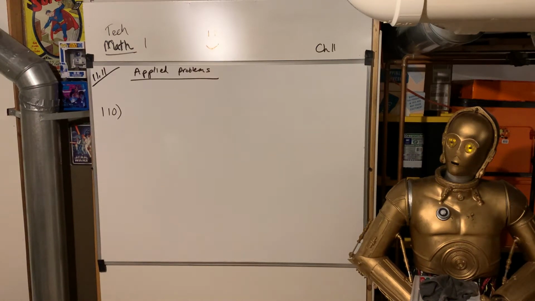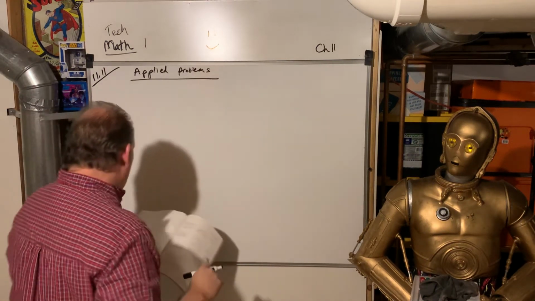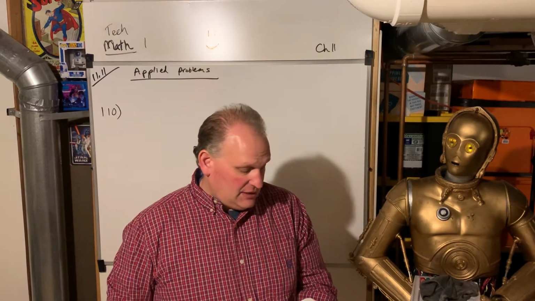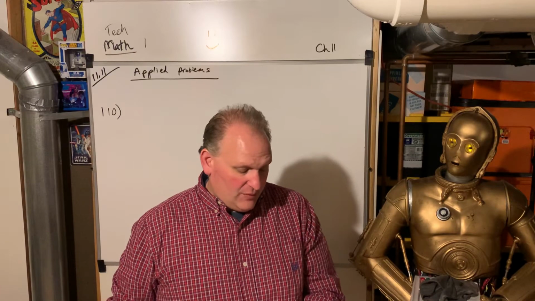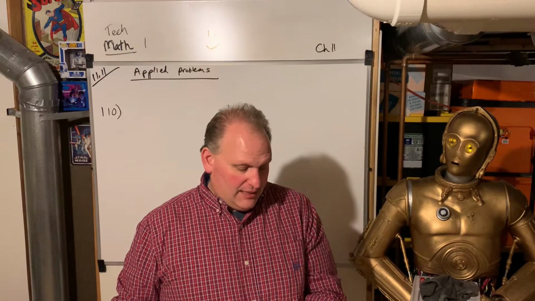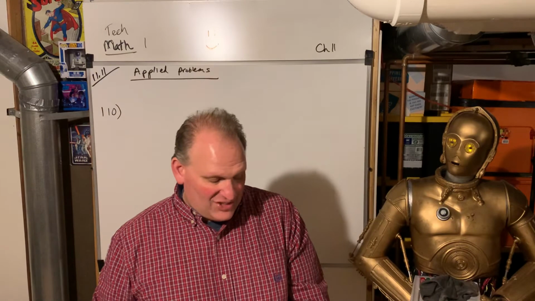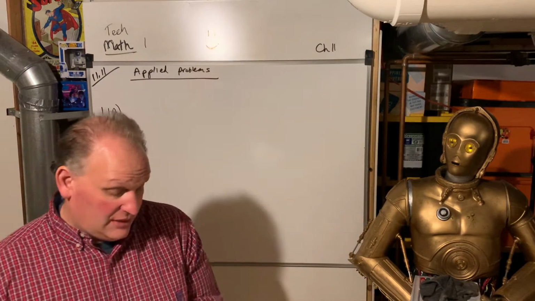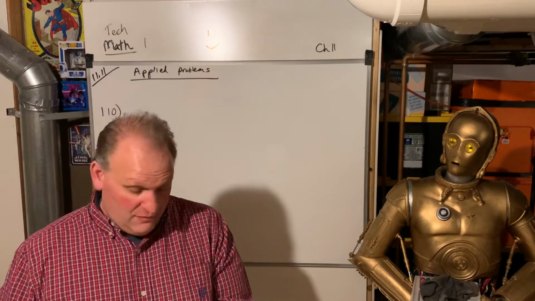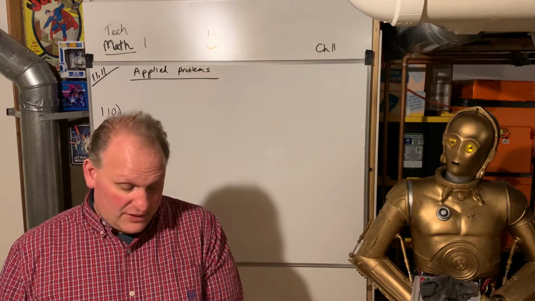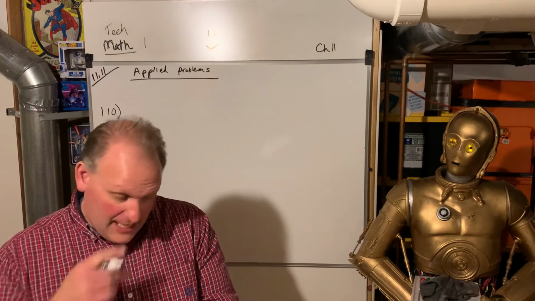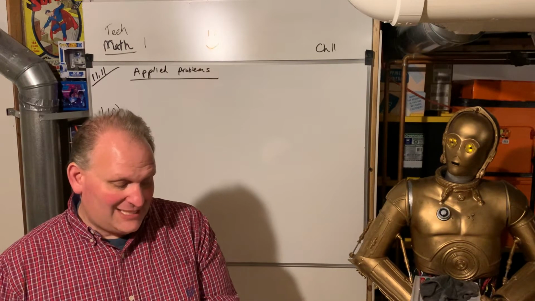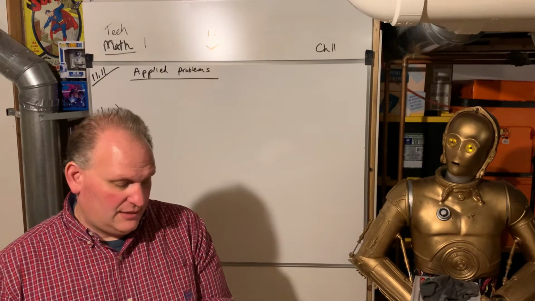This is Techmath1. We're looking at chapter 11. We're doing 11.11. That is the applied problem. So if you take a look at problem 110, a right triangle called an impedance triangle is used in analyzing alternating current circuits. So for you future electricians or electrical engineers, angle A shown in the diagram is the phase angle of the circuit. All right, cool.